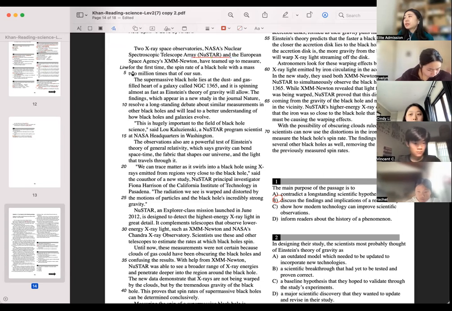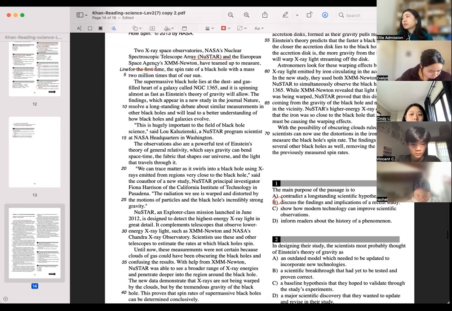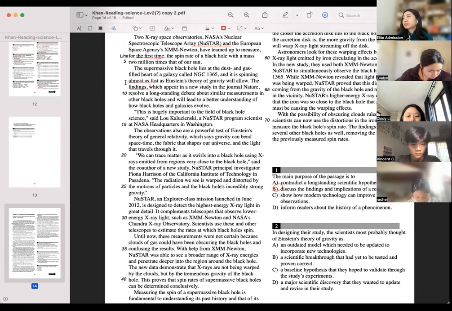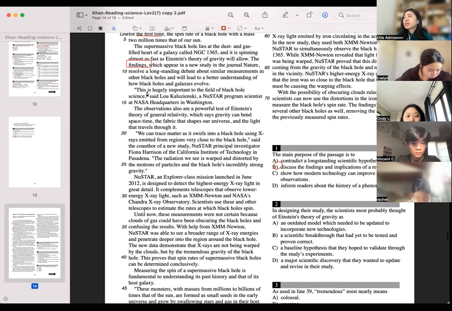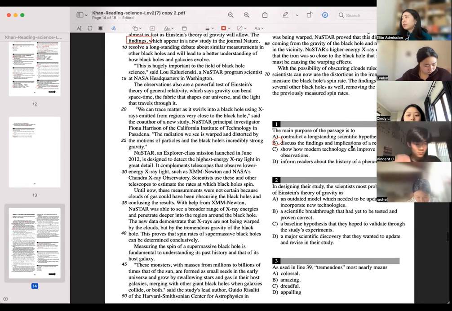For the first time, right? The spin rate of a black hole with a mass of 2 million times that of our sun. Let's focus on those particular studies. The findings. Important field of black hole scientists, right? So that's also like these observations. That's also studies. Implication for recent studies. Question 2, answer C.